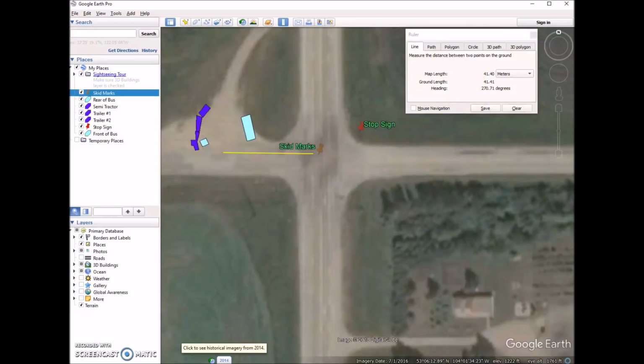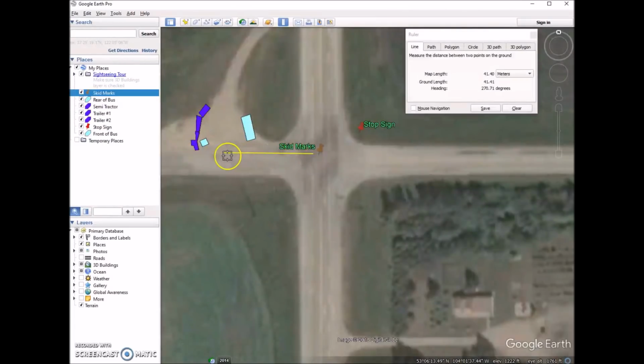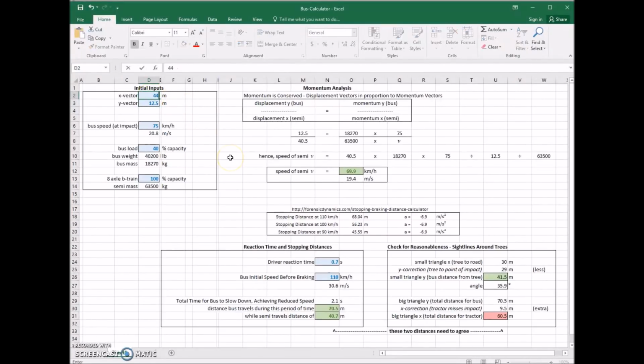So notice it's about 41.4 meters. I got 41.5 here. I can shorten this up a bit. I don't know. 44, let's go with 44 then. What did that do? See, the problem is that makes the semi go faster. So let's keep it small so that we're being fair to the semi, because the bigger I make this, the faster it makes the semi go. So I think, I don't know, 40.5 is reasonable. Let's just go with 40.